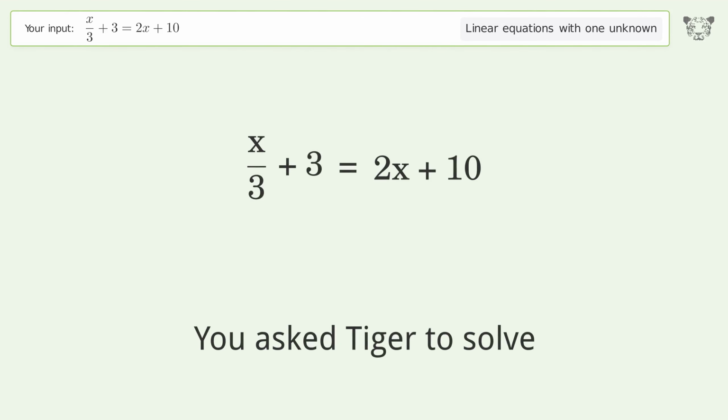You ask Tiger to solve. This deals with linear equations with one unknown. The final result is x equals -21/5. Let's solve it step by step.